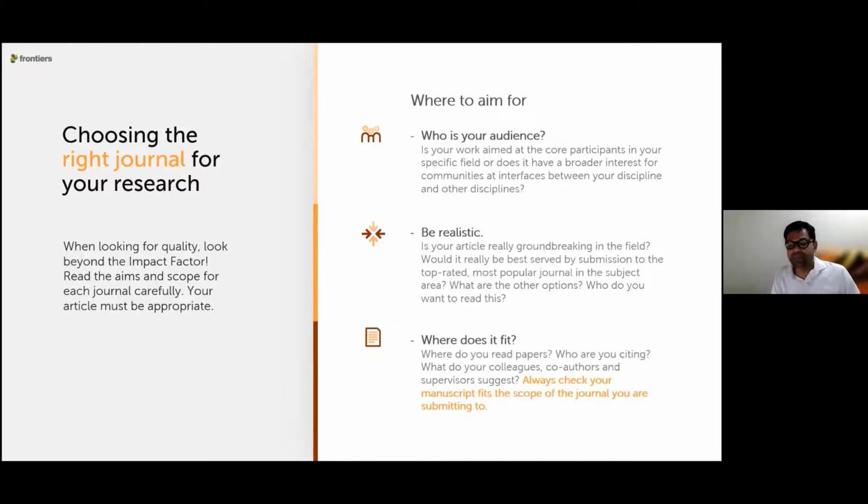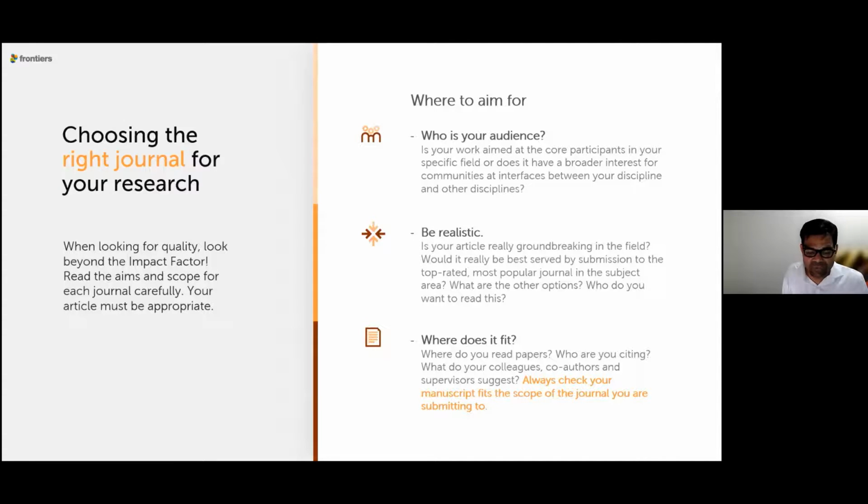Some think that, okay, I submit this one to Science or Nature, and that's not really realistic. So you need to really see where it fits. It's all related to your readers, who you are citing, and what your colleagues, co-authors, and supervisors are suggesting. But I always suggest, if I also find it hard, I go to my reference list and see which journal I have cited the most, and that actually helps you. That may be one of the journals you should submit to, okay?